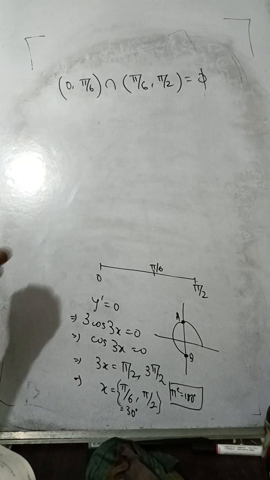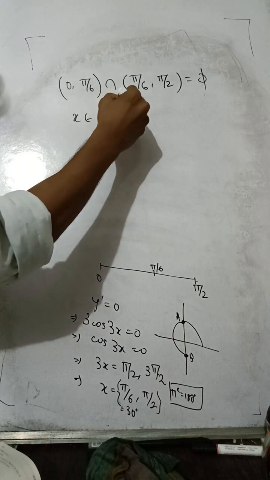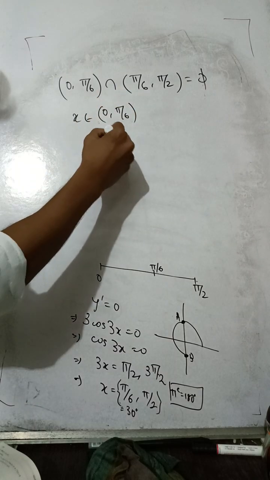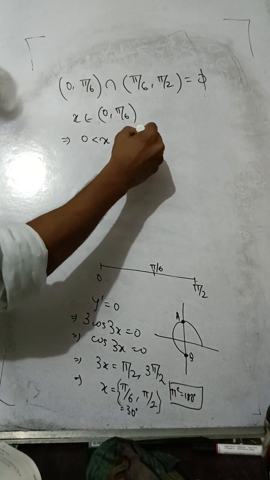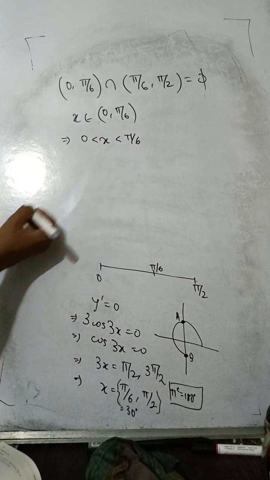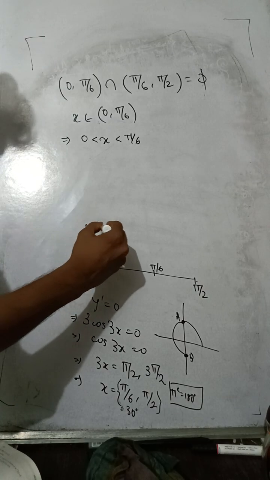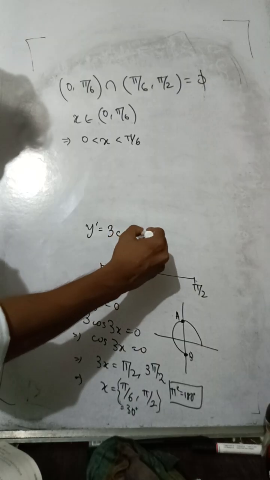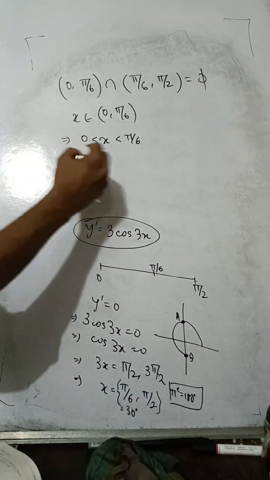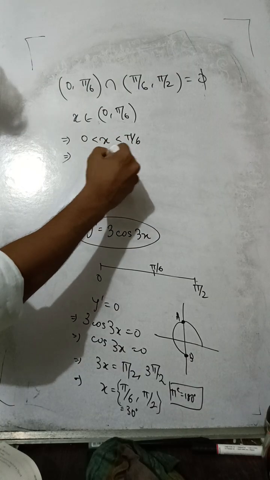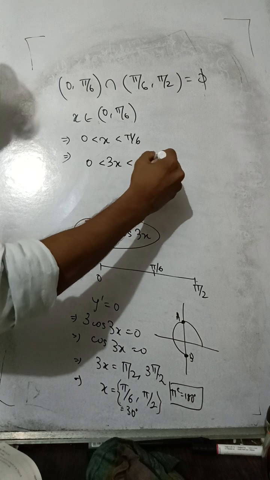Okay, so for this first region, whenever x is between 0 and pi by 6, correct? So what is our y dash? Our y dash was 3 cosine 3x. So what will be 3x? 3x will be between 0 and pi by 2.